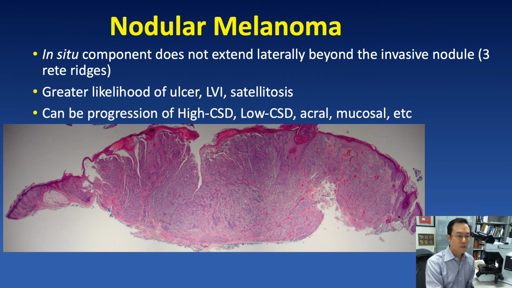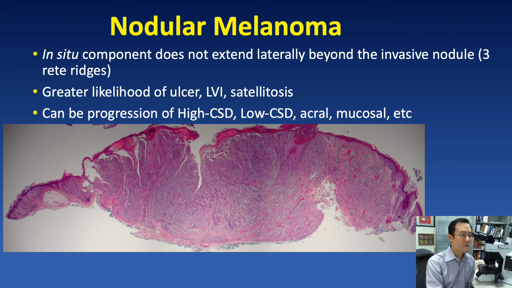Although nodular melanoma is one of the classic 4 subtypes, it's now been recognized that it can occur as an advanced stage of many different types of melanoma. So lentigo maligna, the high CSD, superficial spreading, low CSD, perhaps most common, but also acral or mucosal melanomas can show the histologic profile of a nodular melanoma, which historically has been defined as a tumor nodule that does not exhibit a significant intraepidermal component.